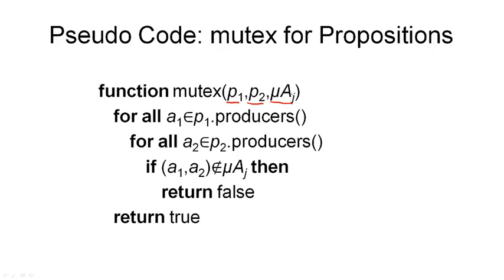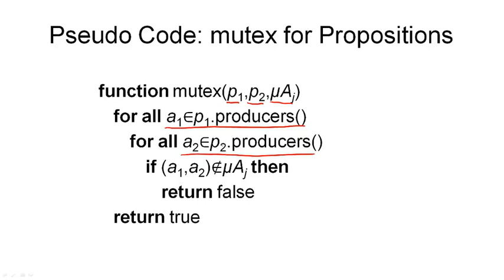Then we simply go through two nested loops here. The outer loop tests all the producers of our proposition P1. So there should be an action A1 that produces this proposition, and then the inner loop simply takes the actions that produce proposition P2. So we test all possible combinations of producers for the two propositions.